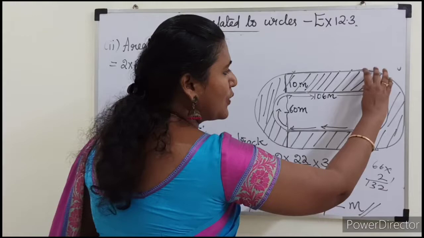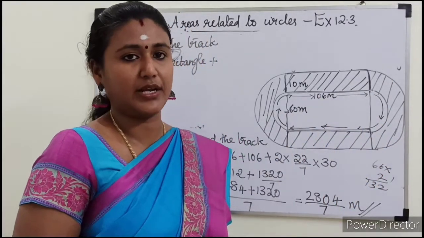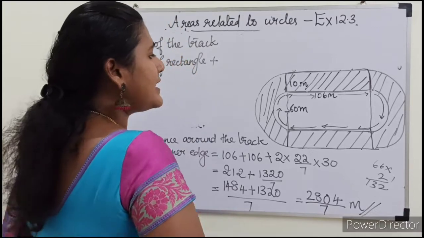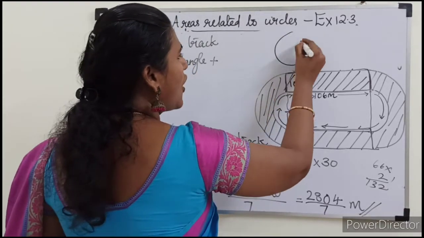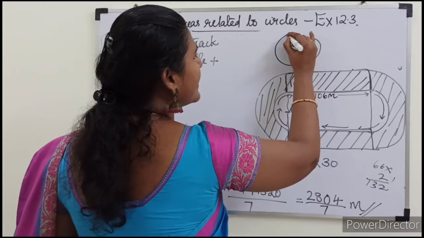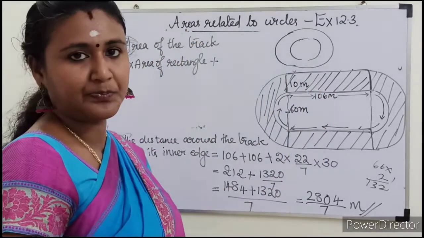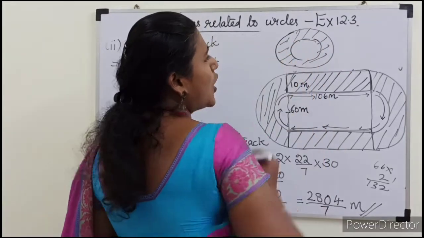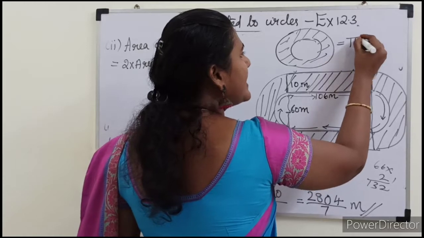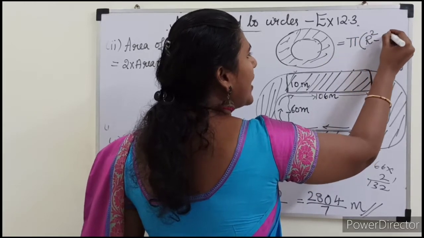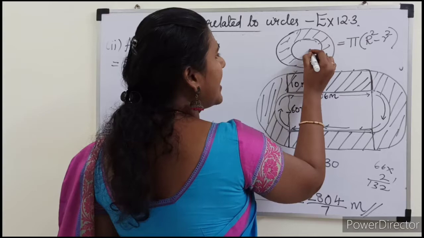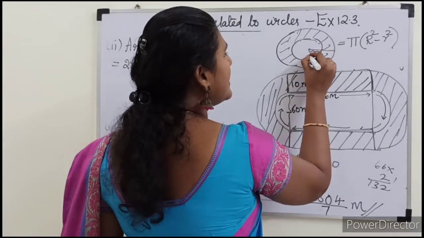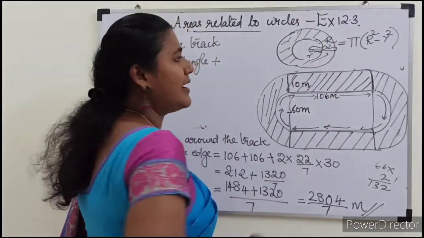See these two end portions, the semicircular regions. If you consider these two end portions, if you join these two portions, actually we are getting a circular ring. So this region only we are getting. This we will call a circular ring, and the formula is pi into capital R square minus small r square, where capital R is the radius of the outer circle and small r is the radius of the inner circle. So this is only capital R and small r.